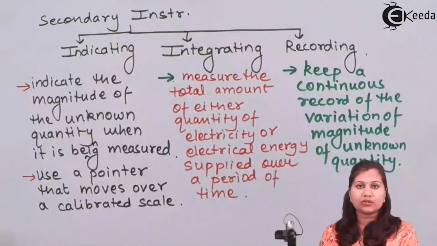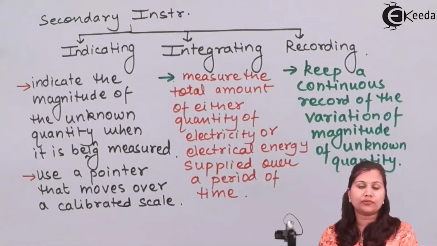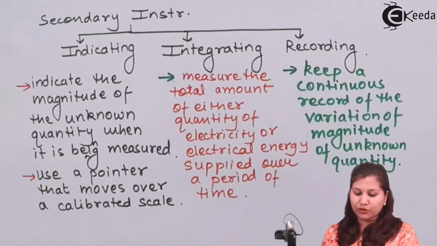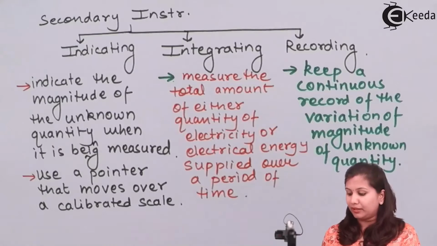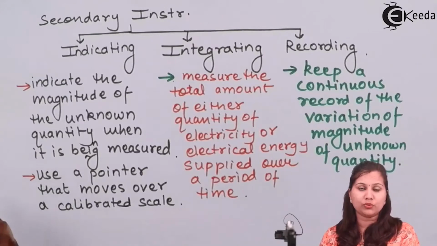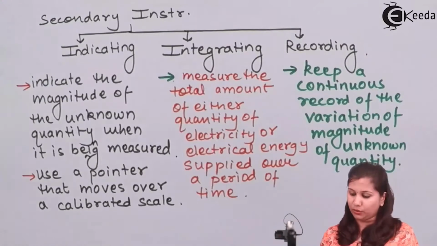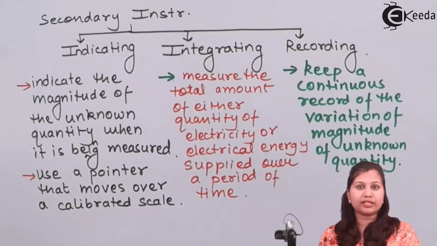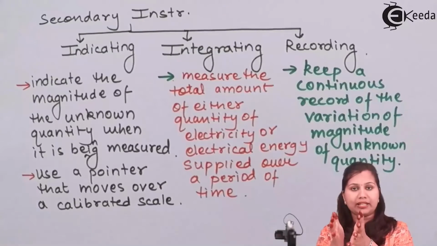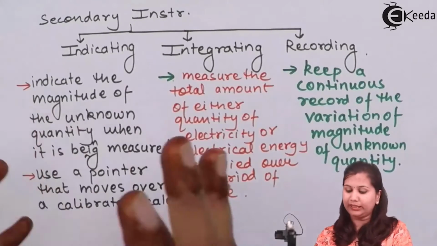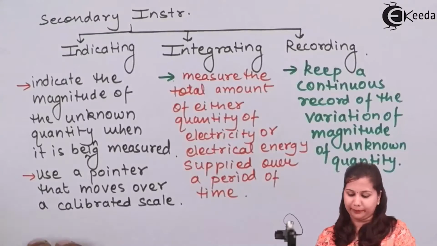So the recording instruments keep a continuous record of the variations in the magnitude of the unknown quantity. For example, we have recording instruments like the recording voltmeter, or instruments in which paper is used on which a continuous record is taken. Okay, so the first classification is the absolute and the secondary instruments. Secondary instruments are further classified into indicating, integrating and recording.